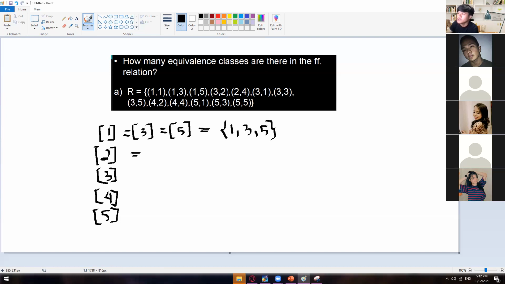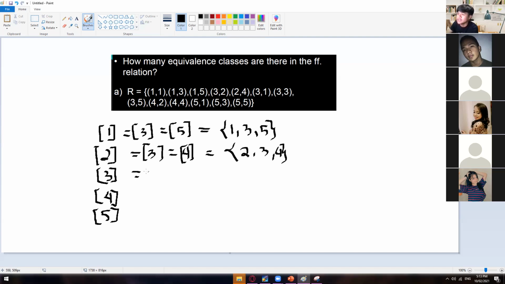We have 2. So 2 is related with 3, so they are classmates with each other. 2 is also related with 4, so they are classmates with each other. 2, 5. Do we have 2, 5? None. All right. So from here we have formed another class which is composed of students 2, 3, and 4. So just keep on doing that up to the last element.